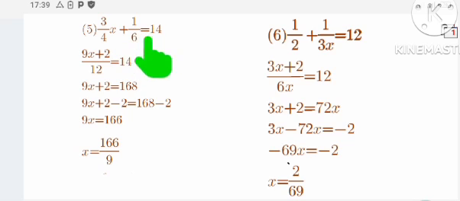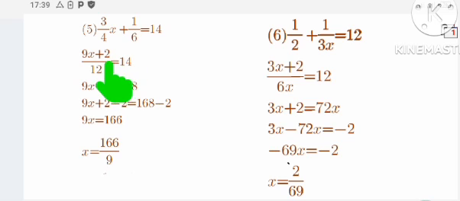Here, what we do next is what? We cross multiply, so that we can have an equation that is without any fraction. Then we can go ahead and solve. We are going to have what? 14 times 12, that will give you what? 168. So we have 9x plus 2 is equal to what? 168 after cross multiplying, because this is the same thing as what?